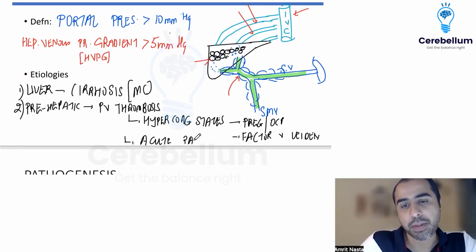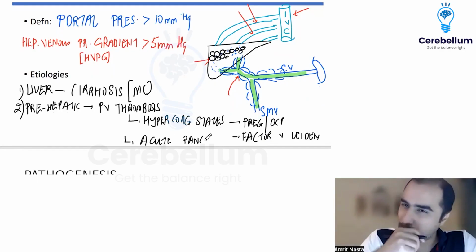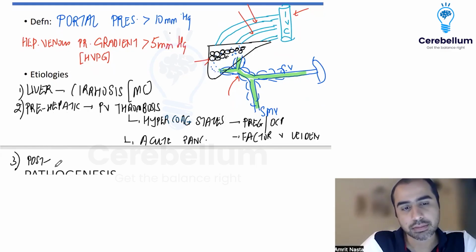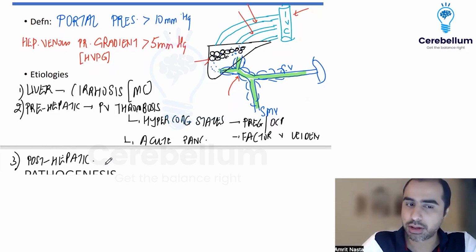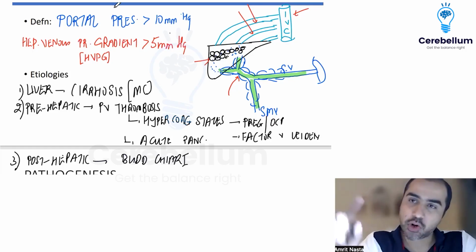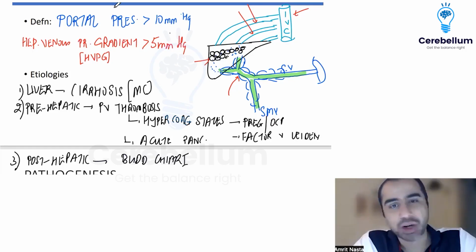The inflammation of the pancreas can directly cause portal vein thrombosis. Rarely you can get a block over here, post-hepatic. That's very rare. So you can get a block in the post-hepatic portal circulation. This is called Budd-Chiari syndrome. All right. So Budd-Chiari is the cause of post-hepatic portal hypertension.